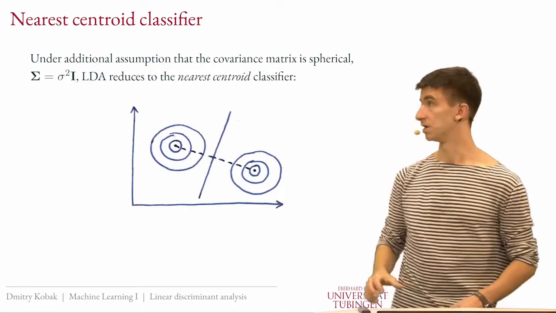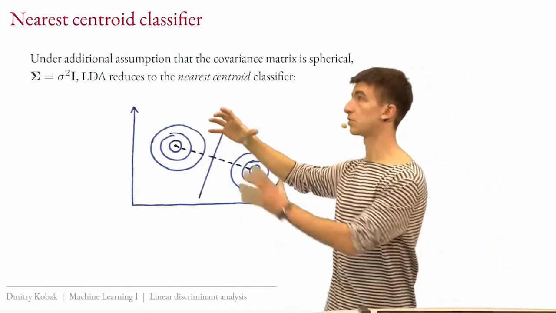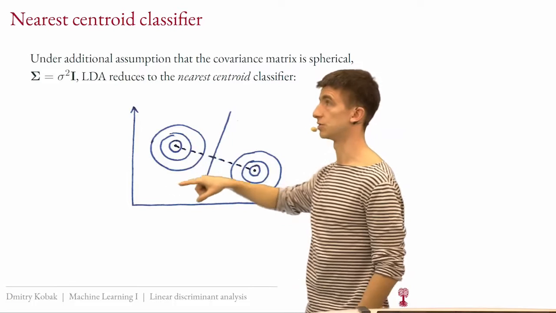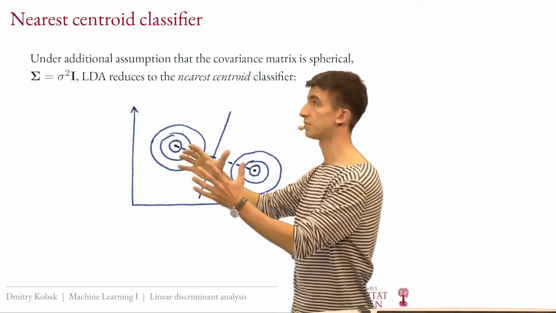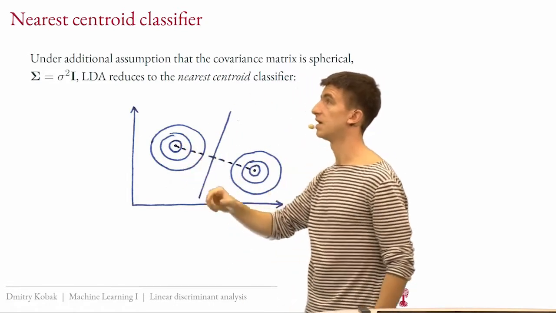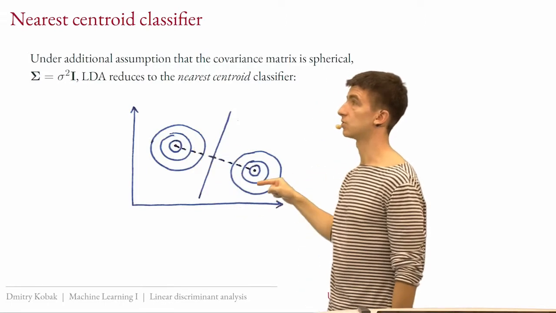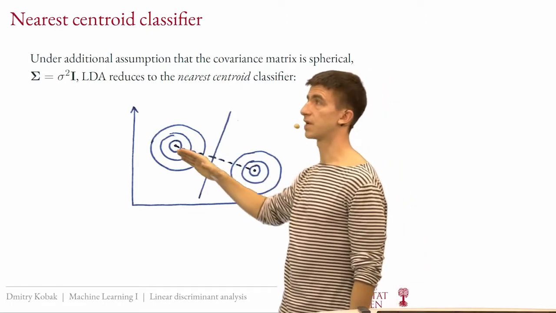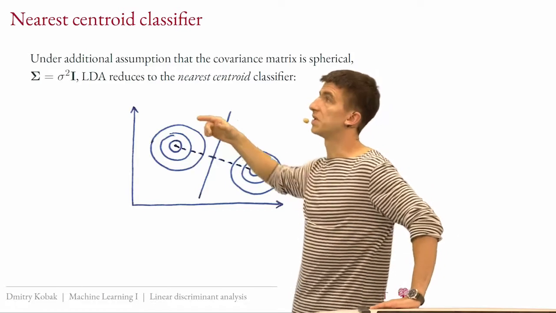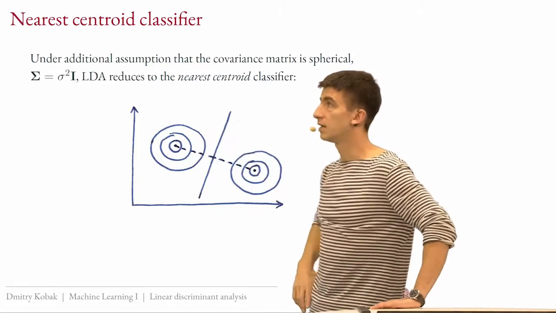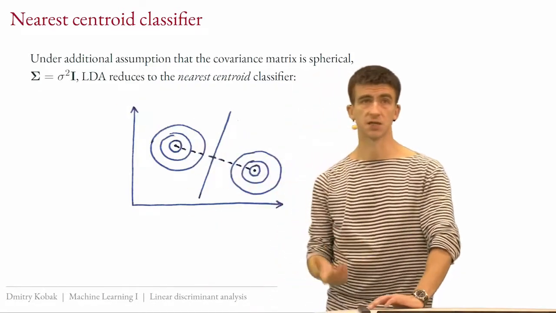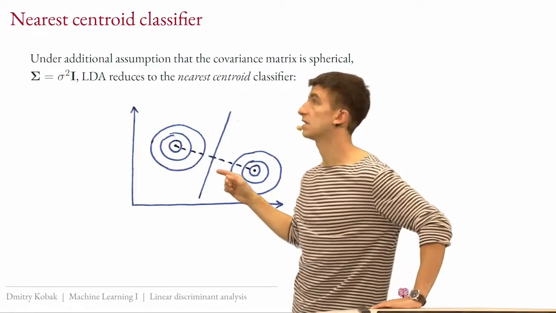So let's look at the picture here. Now here are my spherical covariance matrices. It's just a circle in two dimensions. It can be large, it can be small, depending on the size of the variance, but it's just a circle. And of course, here you don't need the inverse sigma term. Why? Because the inverse of the identity matrix is just the identity matrix, so it doesn't add anything here.